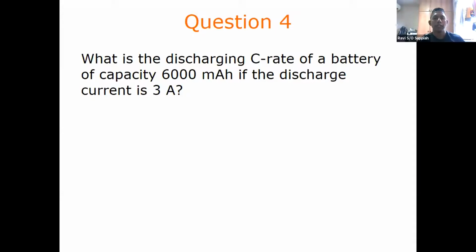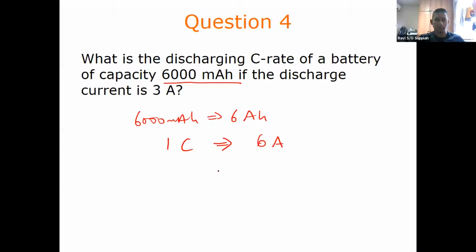Okay, so question 4. What is the discharging C rate of a battery of capacity 6,000 milliampere hour if the discharge current is 3 ampere? Okay, so the battery capacity is 6,000 milliampere hour. So 6,000 milliampere hour is basically 6 ampere hour. Correct? Now, if I were to operate this in 1C rate, that means the discharge current would be 6 ampere. That means the entire 6 ampere hour would be discharged from the battery in 1 hour.